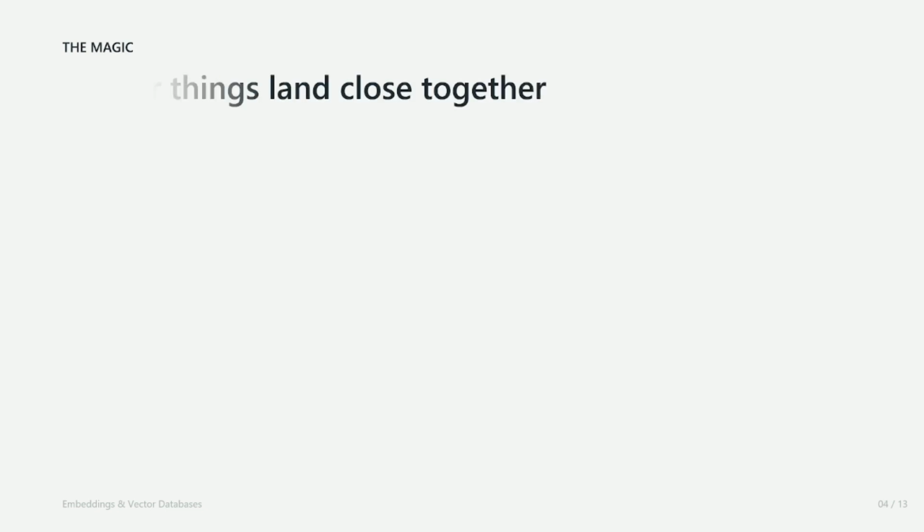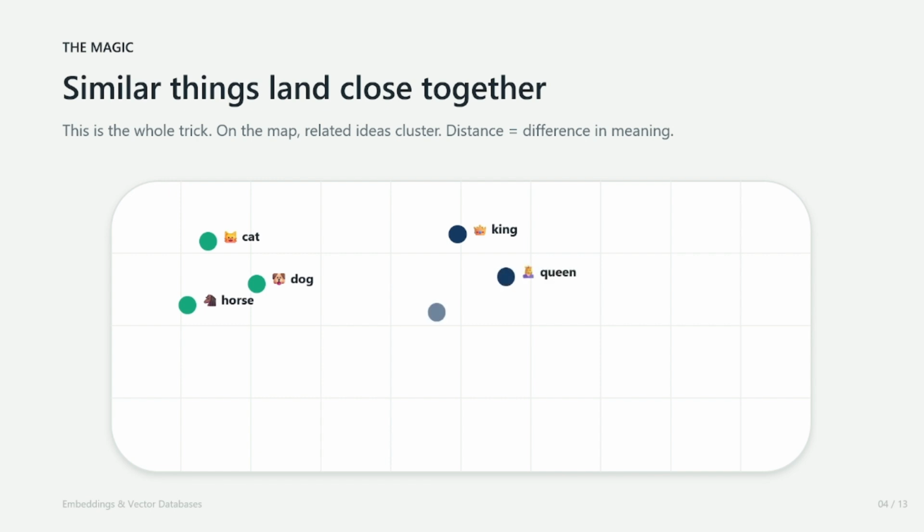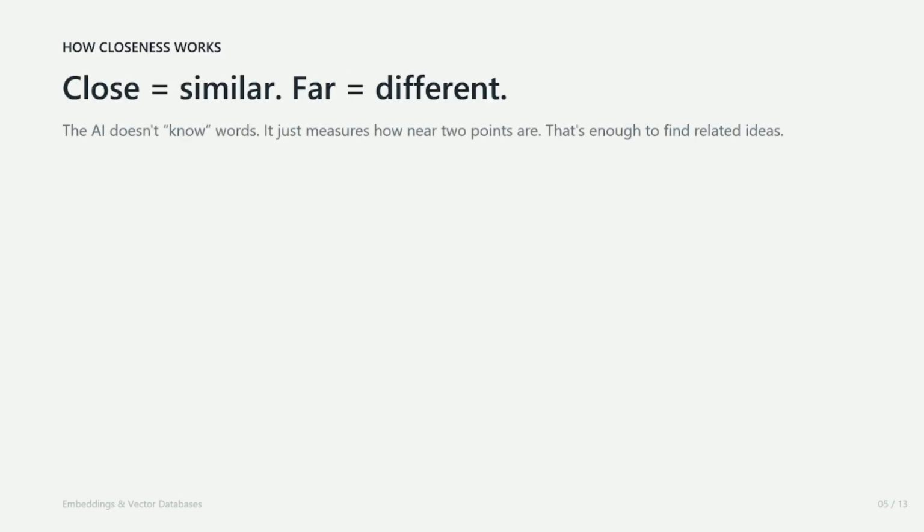Now, here's why this is so powerful. On this map, similar things land close together. Look, cat, dog, and horse all cluster in one corner. King, queen, and castle, they will be grouped in another. And apple, bread, and pizza, they will sit together over here. Nobody sorted them by hand. The AI placed them, and things that mean similar things naturally ended up as neighbors. Distance on this map equals difference in meaning. That one idea is the heart of everything.